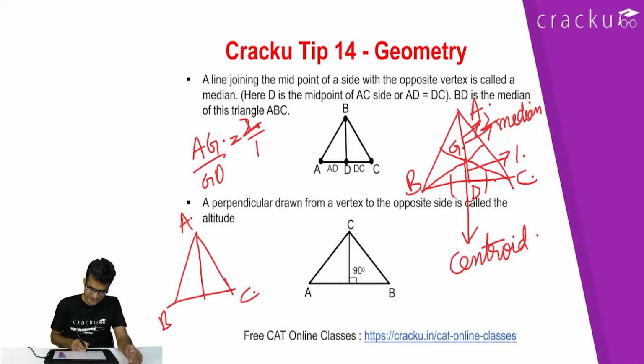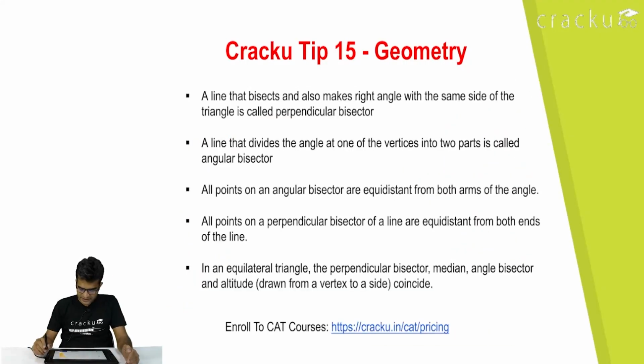Similarly, if you are drawing a perpendicular line from the vertices A, B and C to the opposite side, such as BC, this is called the altitude. All the altitudes are also concurrent. Similarly, all the angle bisectors are also concurrent. All the angle bisectors meet at the incenter.